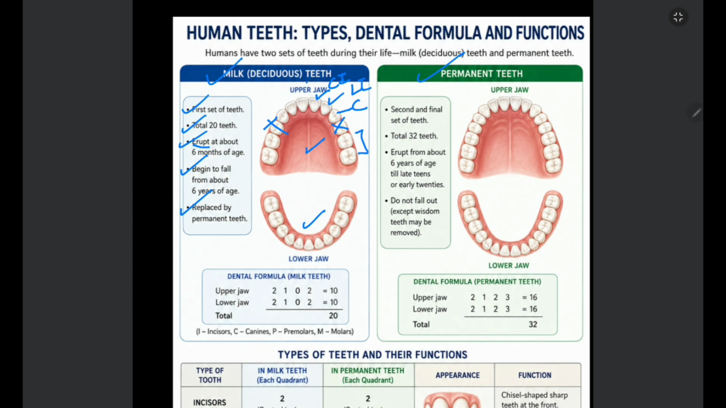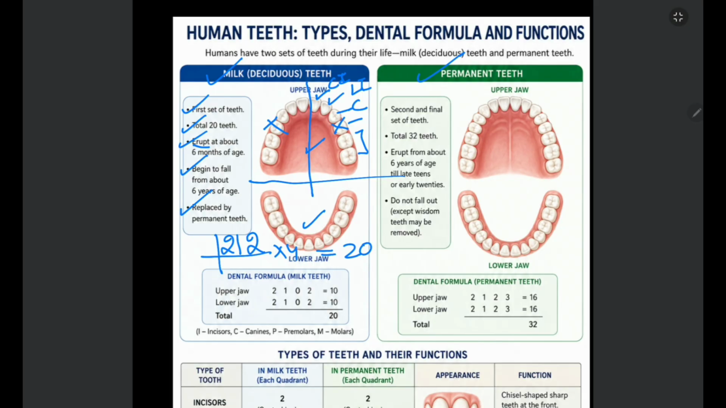So if we try and divide, we can divide the teeth into 4 quadrants, right and left, up and down. So if I want to mention the dental formula for milk teeth, it will be 2, 1, 2. The 0 here I'm not mentioning, which is for the premolars. So the 2 incisors, 1 canine and 2 molars. So if I try to multiply this number, that is 2, 1, 2, which is equal to 5, and I multiply it into the 4 quadrants, I get 20.